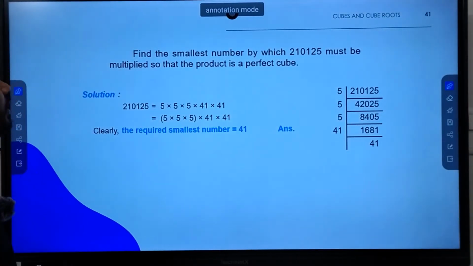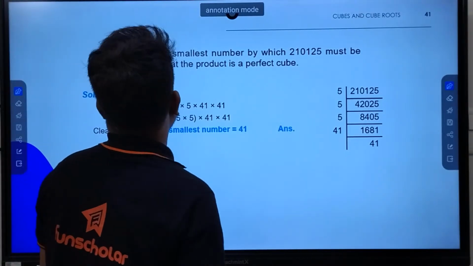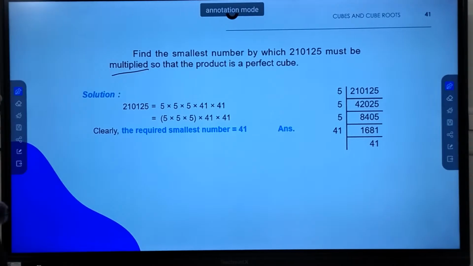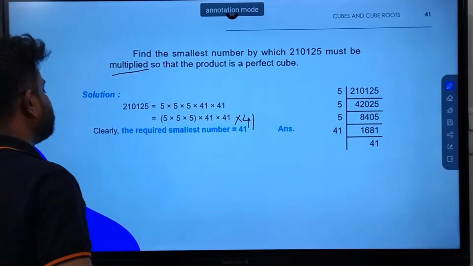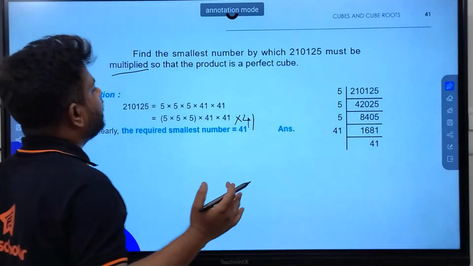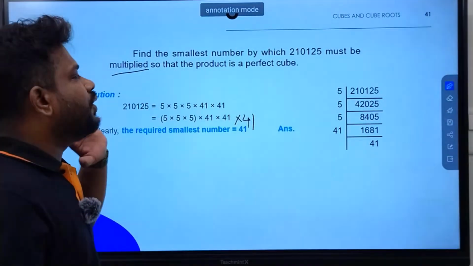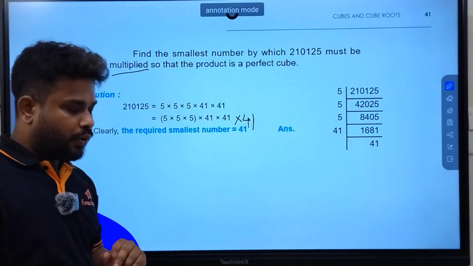So what we have got: find the smallest number by which it must be multiplied so that the product is a perfect cube. So you have to multiply by 41 to make it a perfect cube. Okay. So maybe you are wondering that this is not a small number, but this is the smallest number which can be multiplied with this one to make it a perfect cube.